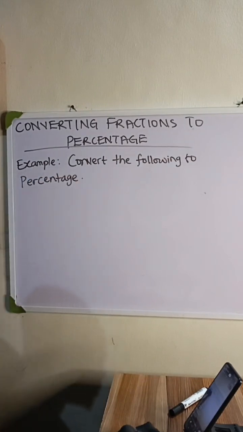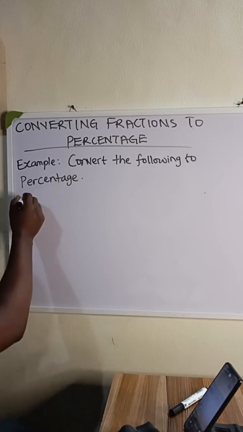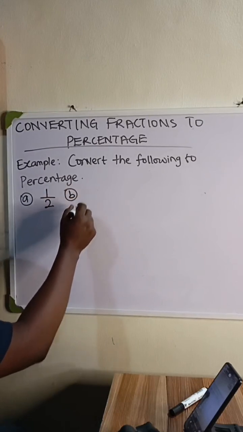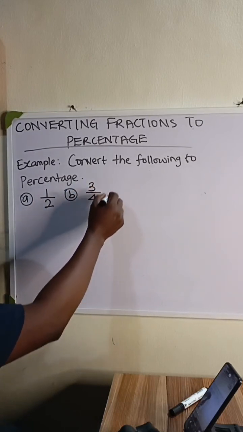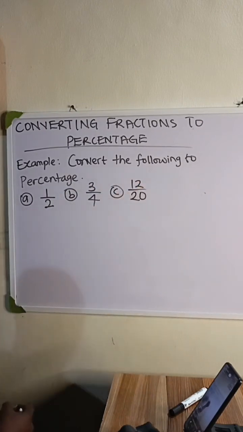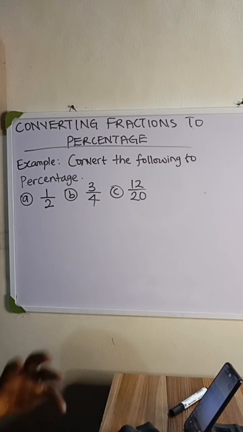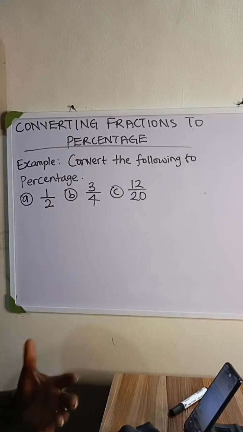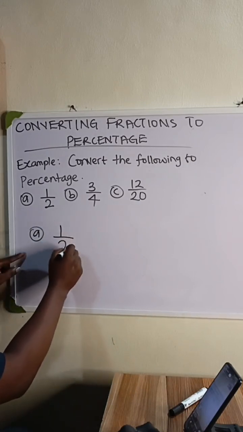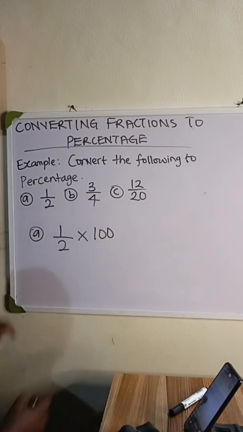Convert the following to percentage. A. Okay, so I said for you to convert fractions to percentage, all you need to do is multiply by 100. So let's look at A. We have 1 over 2 times 100.